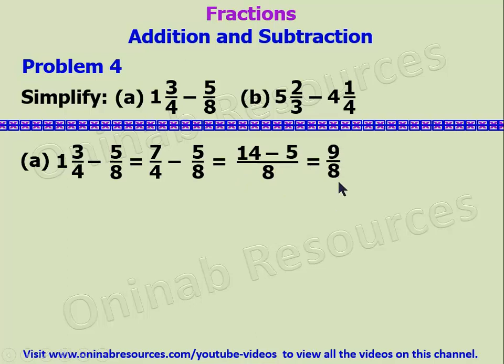This is an improper fraction. So to express it as a mixed fraction, 9 divided by 8 gives 1, remainder 1 over 8. So that is the solution of the difference between 1 whole number 3 over 4 minus 5 over 8.